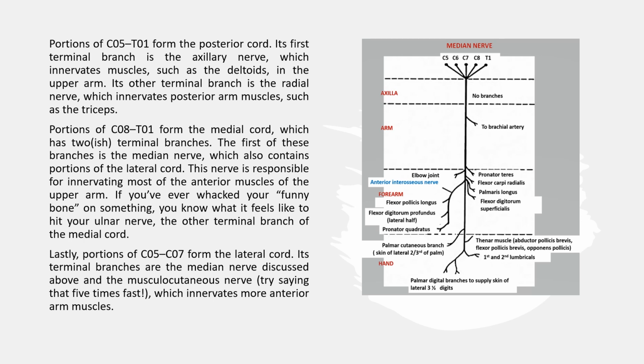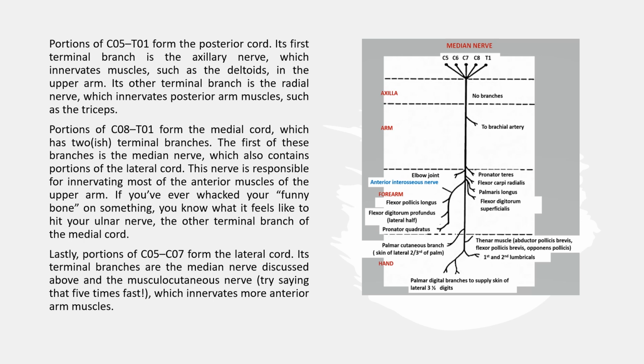Portions of C8 through T1 form the medial cord, which has two terminal branches. The first of these branches is the median nerve, which also contains portions of the lateral cord. This nerve is responsible for innervating most of the anterior muscles of the upper arm. If you've ever whacked your funny bone on something, you know what it feels like to hit your ulnar nerve, the other terminal branch of the medial cord.